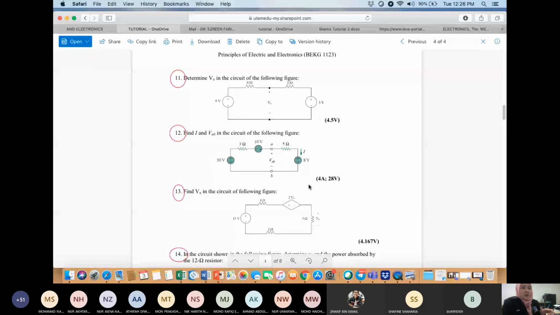It's the same circuit, but the question is different. In the previous example that I showed you, the question asks you to calculate V across 6 ohm. That one is a different question. This one, the question asks you to calculate V naught. The same circuit but different question. Get it?